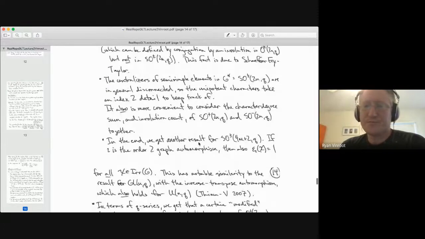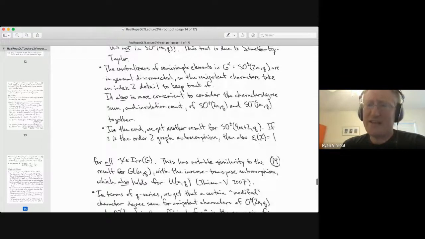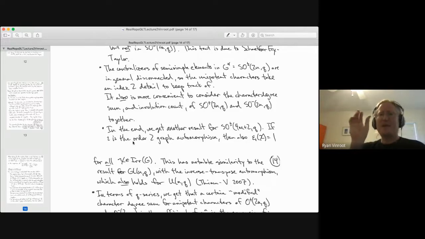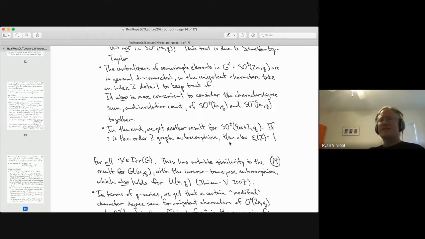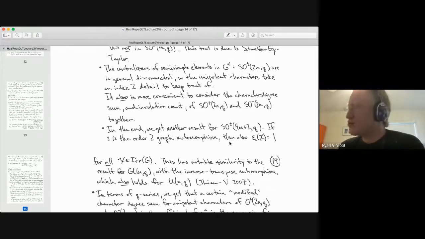And so in the end, what we get as a bonus result is that for the 4m+2 dimension, if iota is the order 2 graph automorphism, which can be defined as an inner automorphism on the orthogonal group, but is an outer automorphism of the special orthogonal group, all of the twisted indicators corresponding to that graph automorphism are 1 for this dimension. So one of the things that's happening here, the full orthogonal group is obtained by adjoining the graph automorphism of the special orthogonal group.